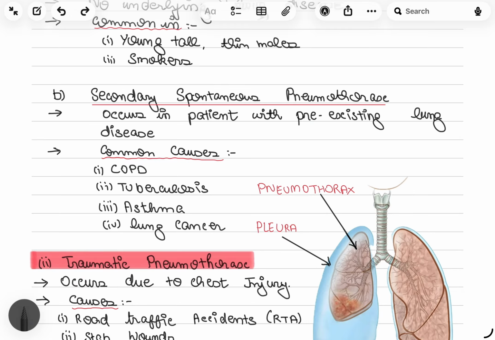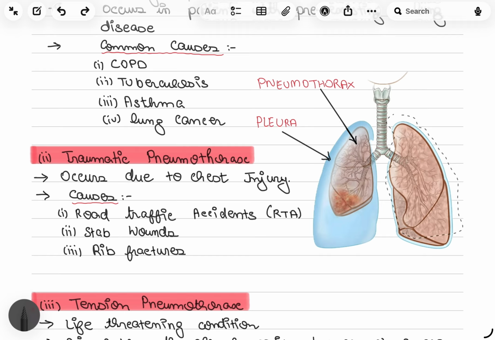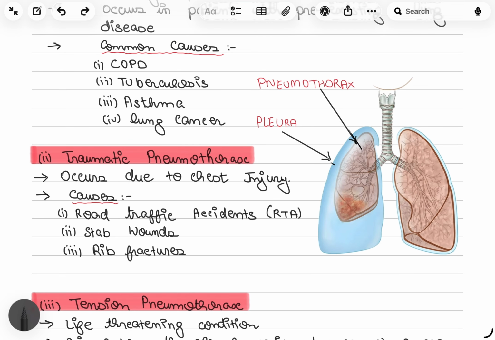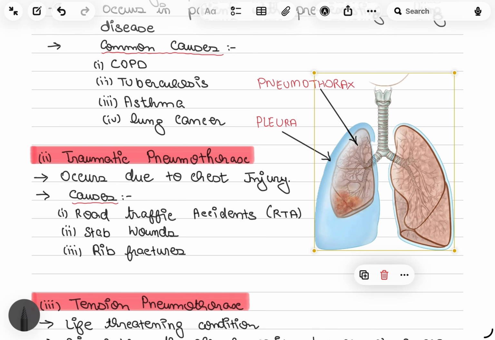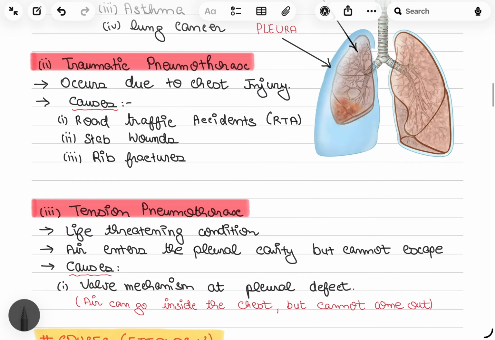As you can appreciate in the diagram, this is the healthy lung, and in this one, you can appreciate the pleura in the pneumothorax. The lung is damaged, it's collapsed. Second is the traumatic pneumothorax, which occurs due to chest injury, causes being RTA, stab wounds by sharp objects or a knife, and rib fractures.